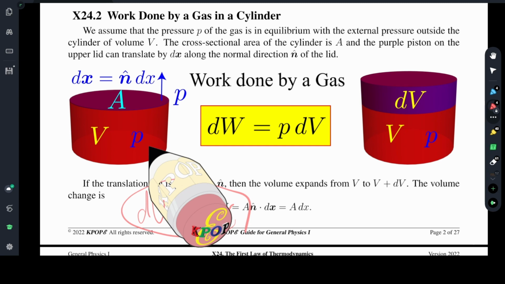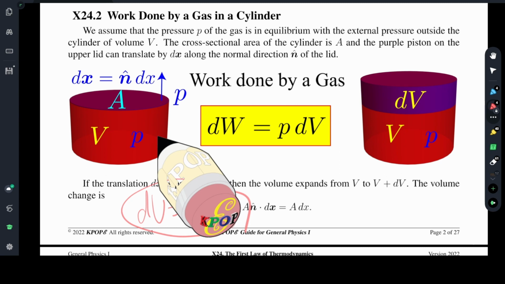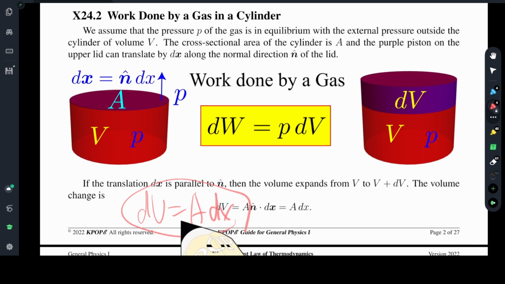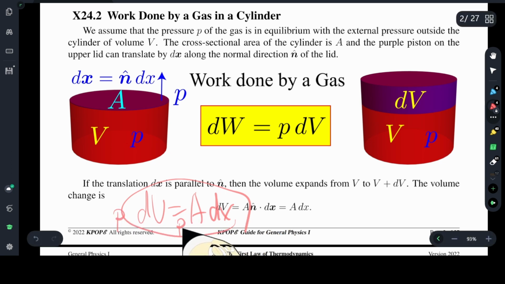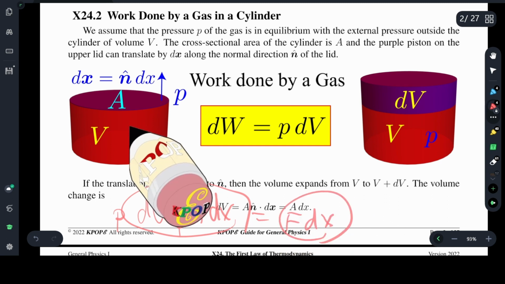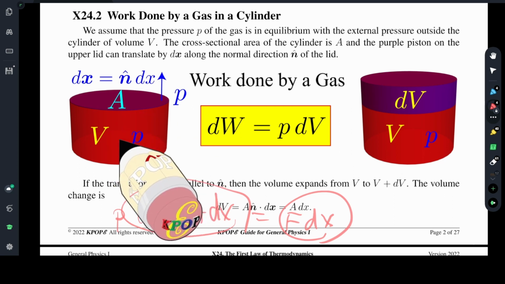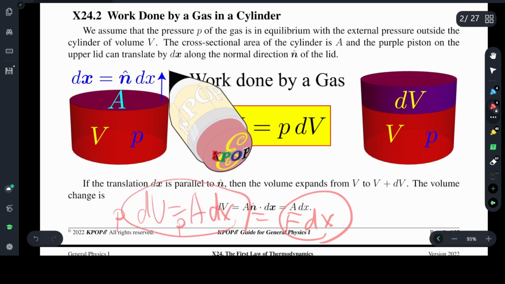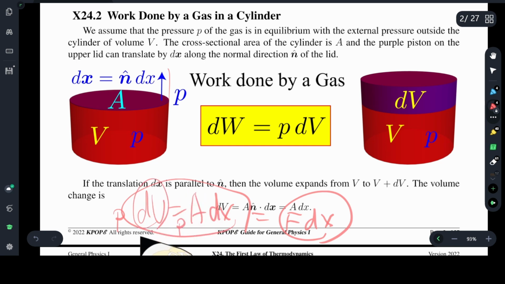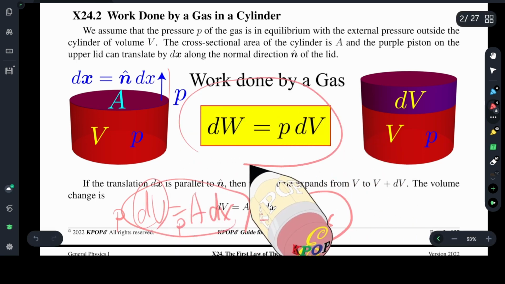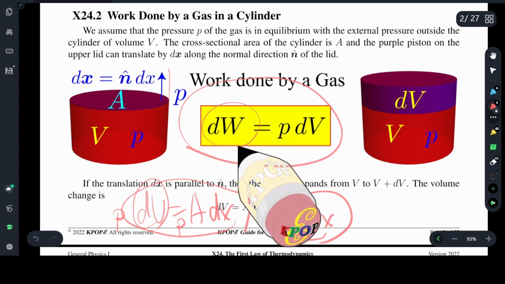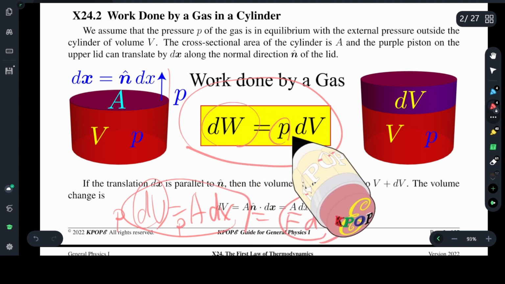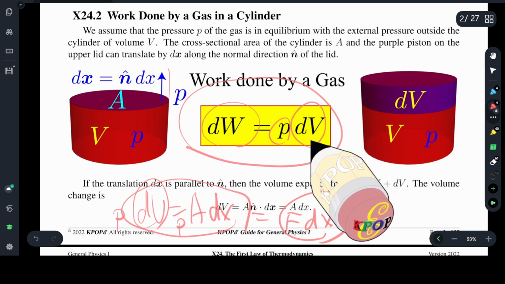Therefore, the force applied is the area multiplied by the pressure. This is PA. So if I multiply by dx on both sides, PA is the force and F dx is the work done by the gas inside the container when it expands by volume dV. So our first identity: the work done by the gas is the pressure multiplied by the change in volume.